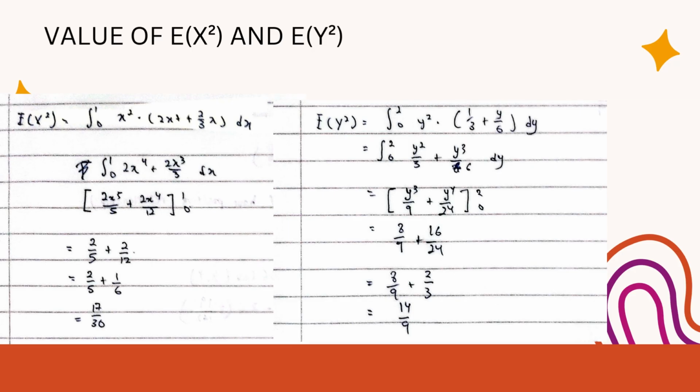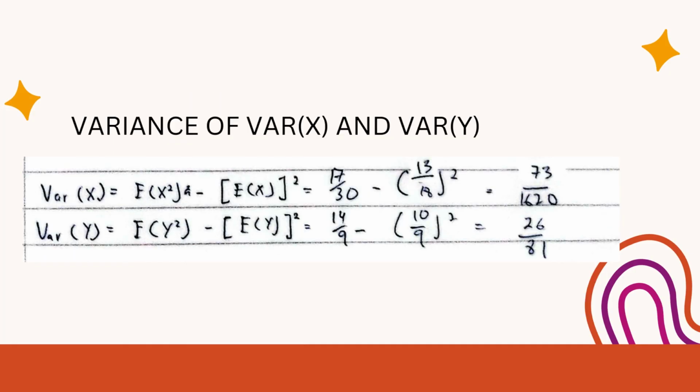Now to calculate the variance of P, first we need to find E(x squared) and E(y squared), since we need them to find the variance of x and y. So E(x squared) is the integral from 0 to 1 of x squared multiplied by fx, and the answer is 17/30. For E(y squared), the integral from 0 to 2 of y squared multiplied by fy, we get 14/9.